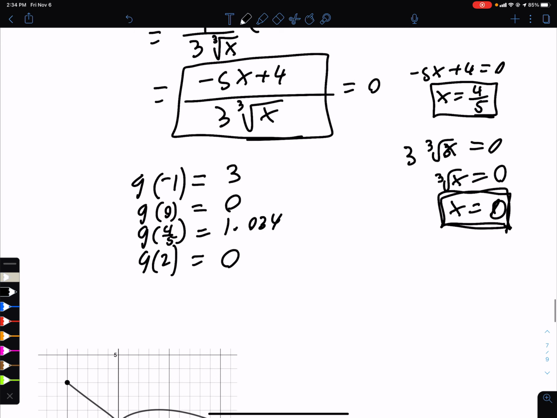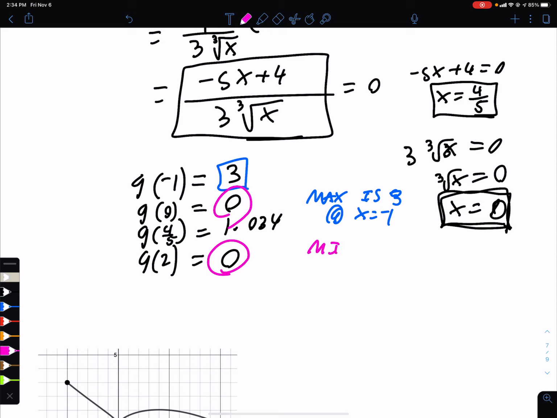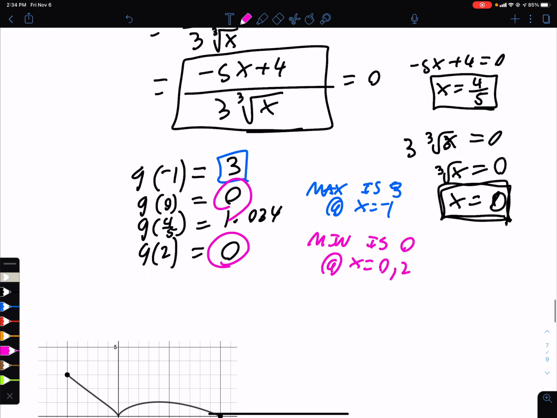So what is the maximum? I claim 3. The maximum value is 3 and occurs at x equals negative 1. What's the minimum? I have two minimums, 0. The minimum value is 0 and it occurs at x equals 0 and 2. So let's look at our graph and see if it matches up.